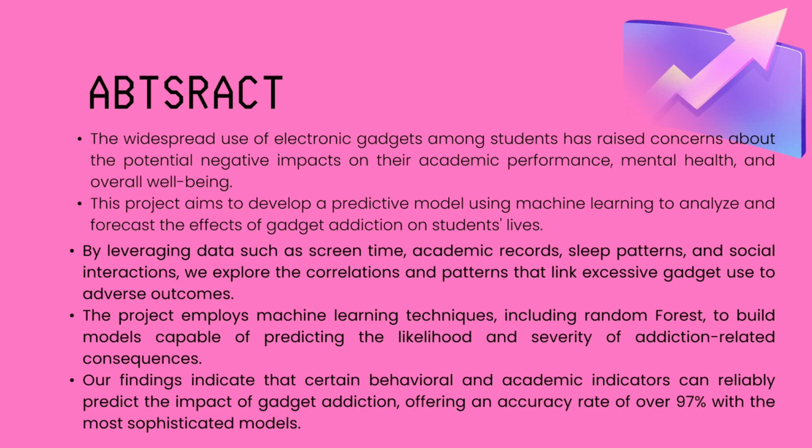Then we are using data such as how much screen on time they have, what their academic record is, their sleep pattern, their social interaction. These are the data we are going to collect from the students using a questionnaire. Based on that questionnaire output, we are going to predict whether they have smartphone addiction or not, and how much percentage of addiction they have. As I mentioned earlier, for this project we are going to use a random forest model. Random forest algorithm only, which is a machine learning algorithm. With this project we are going to achieve over 97% accuracy.